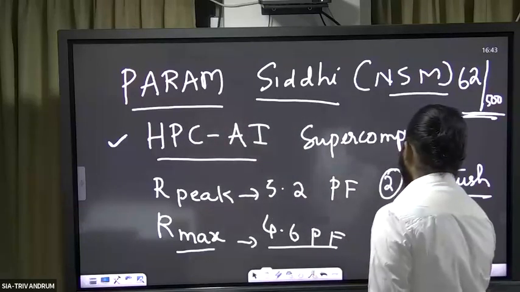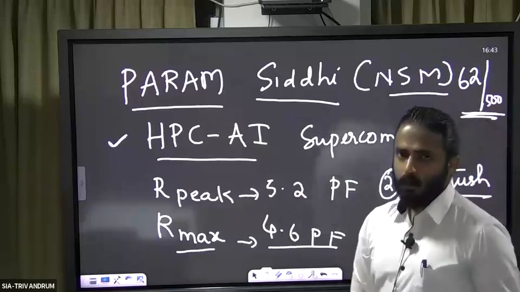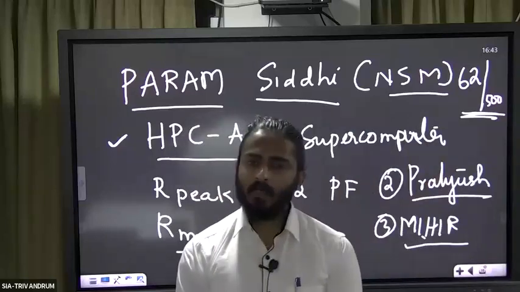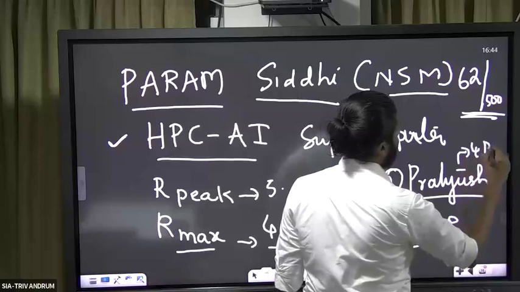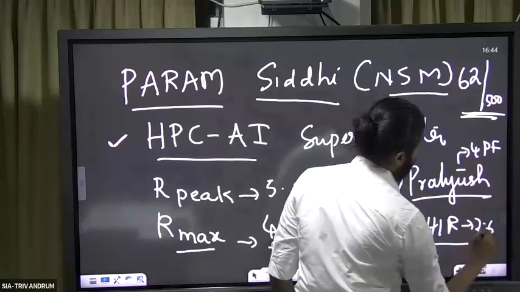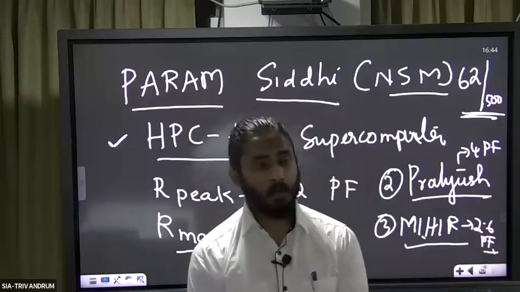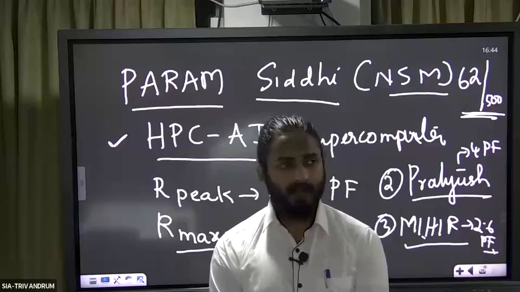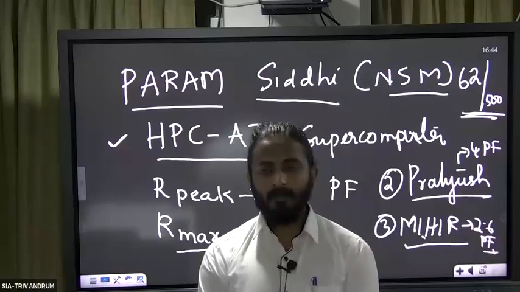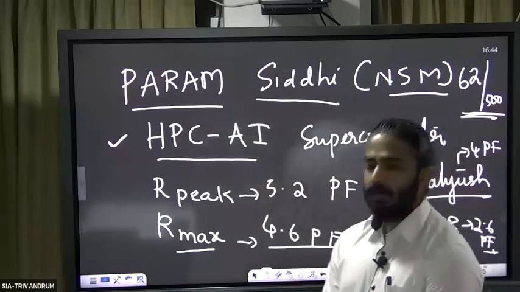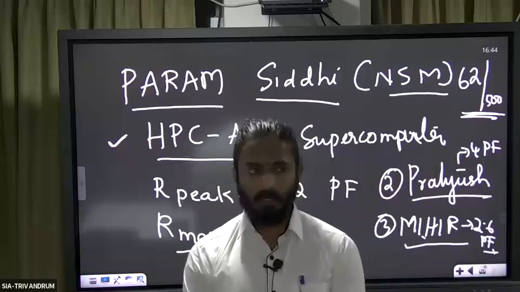The third fastest supercomputer is Mihir. It is also developed by the Indian Institute of Tropical Meteorology and is also used for weather forecasting. Pratyush's speed is 4 petaflops, and Mihir's speed is 2.6 petaflops. So these are the fastest supercomputers in India. Param Siddhi is currently the fastest, with 4.6 petaflops R max. Then we have Pratyush and Mihir, both used for weather forecasting.